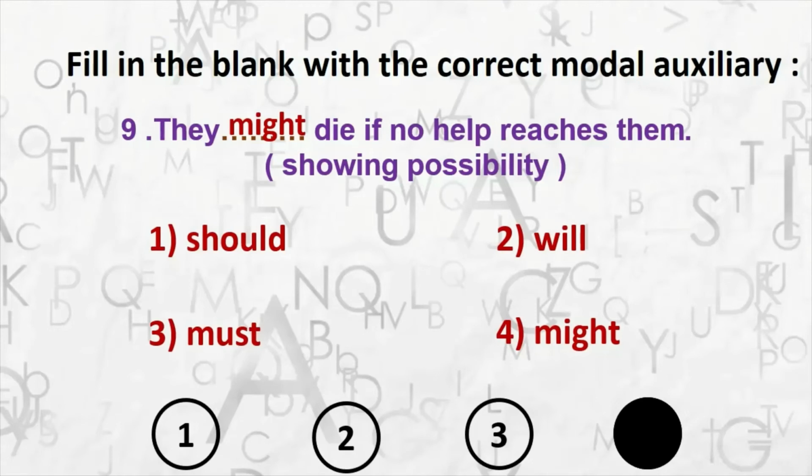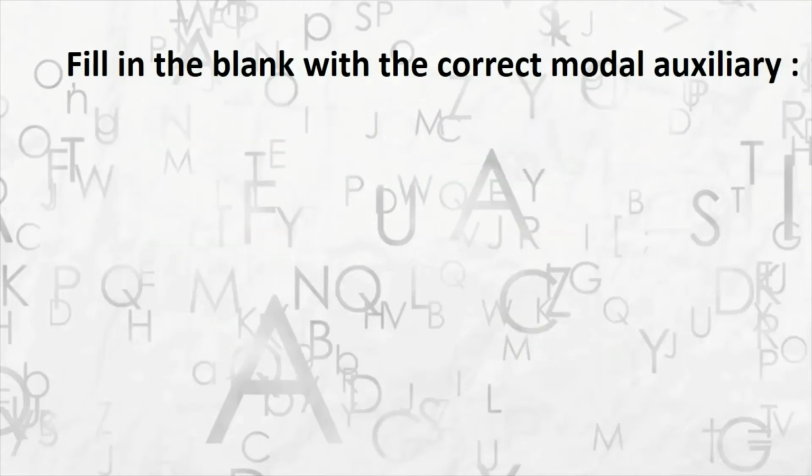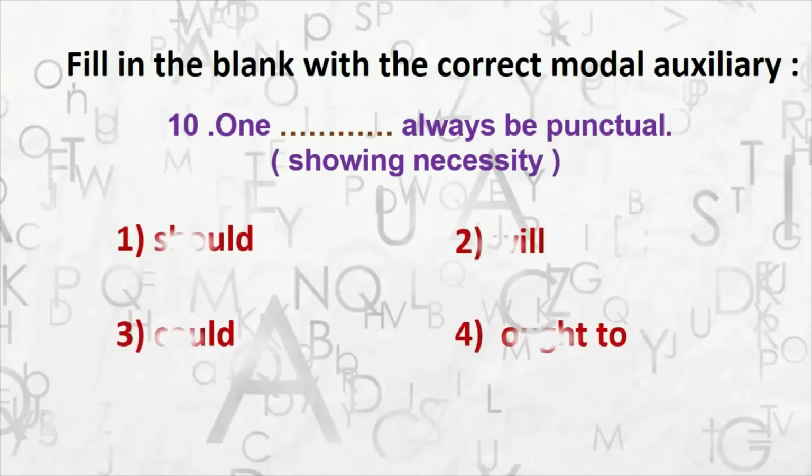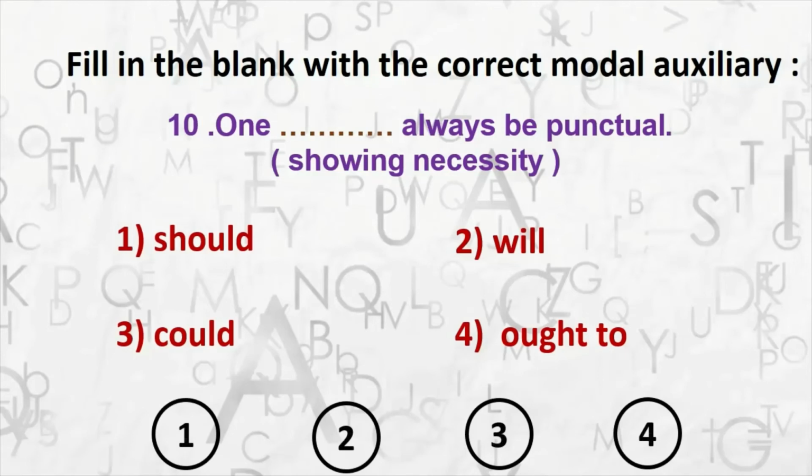And thus we come to the last example in this pattern where we will fill in the blank with the correct modal auxiliary. So here goes your question. One dash always be punctual. Now here the word which will fit in has to show that it is very, very necessary to be punctual. So come on, let's select a word. Is it should, is it will, is it could, or is it ought to? Necessity. Which one is it? Yes, it will be the first one.